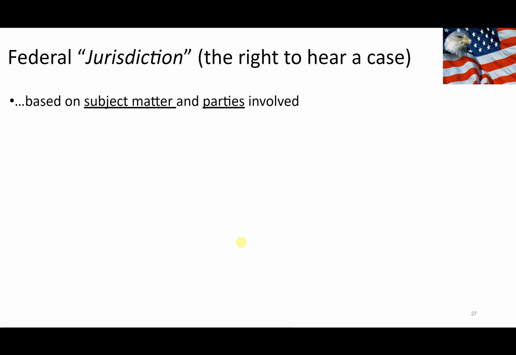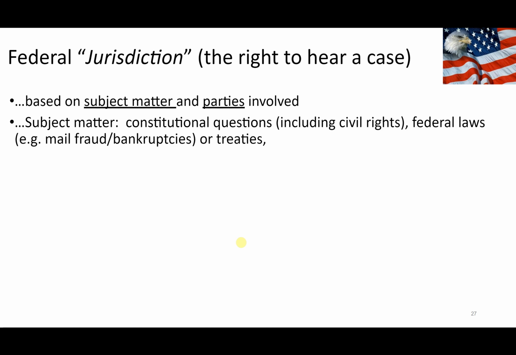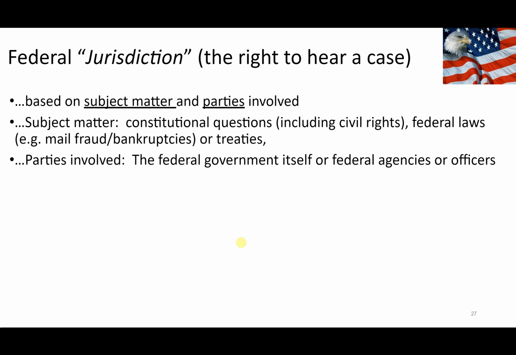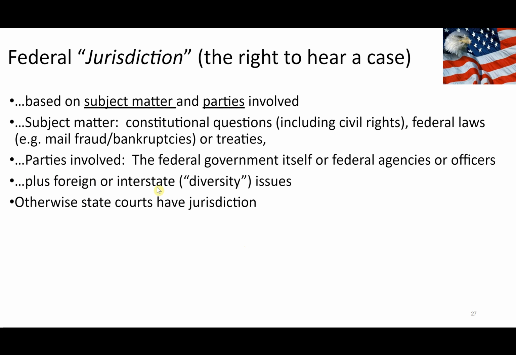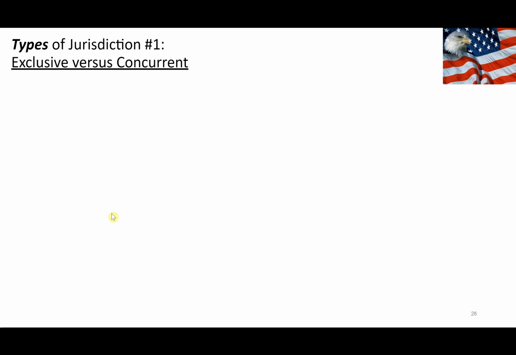with each other. So, federal jurisdiction is based on subject matter and parties involved. The subject matter will be constitutional questions like civil rights, federal laws, or treaties. Parties involved are usually the federal government itself or federal agencies or officers, as well as foreign or interstate issues. Otherwise, the state courts have jurisdiction.